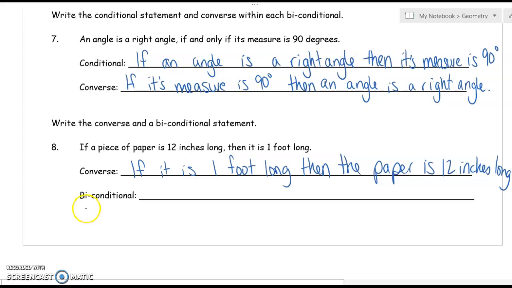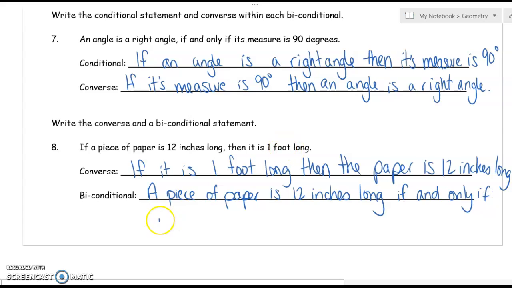Biconditional is going to add the if and only if. It keeps it in the same order, but it puts an if and only if in the middle. So we won't start with if and then have the and then in the middle. We'll put if and only if in the middle. So we would say something like a piece of paper is 12 inches long. And then we'll say if and only if, so we kind of put it in between the hypothesis and the conclusion. If and only if it is 1 foot long.